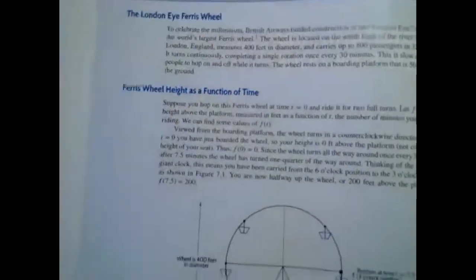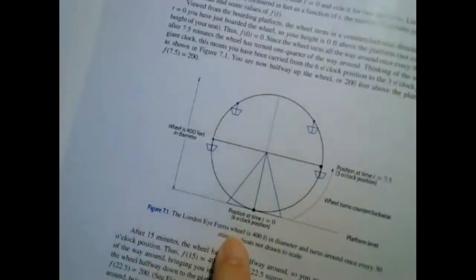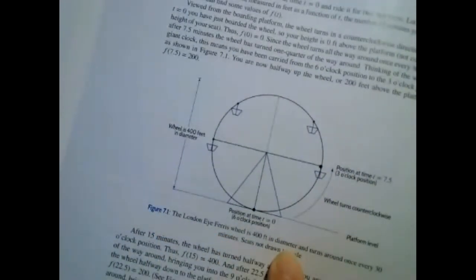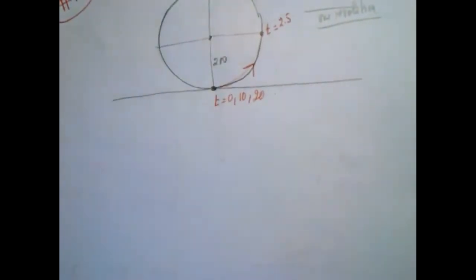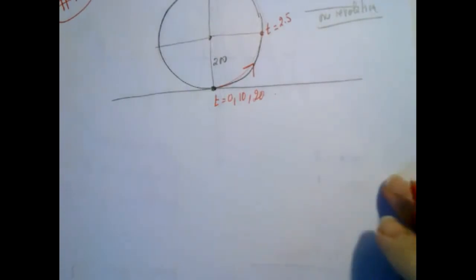So now here it is. The London Ferris wheel is 400 feet in diameter. All right. So it's right there, because I remember looking it up. So it's 400 feet in diameter. It means 200 feet in radius. Okay.